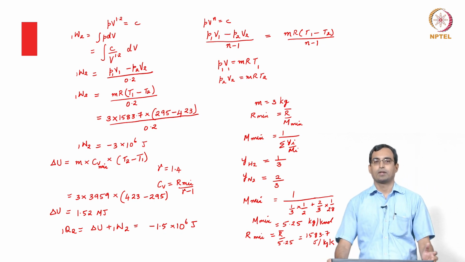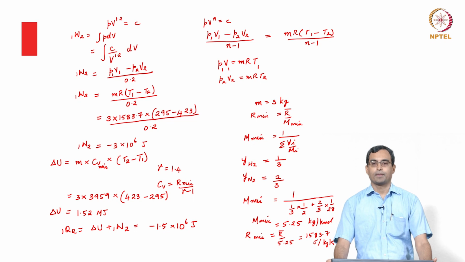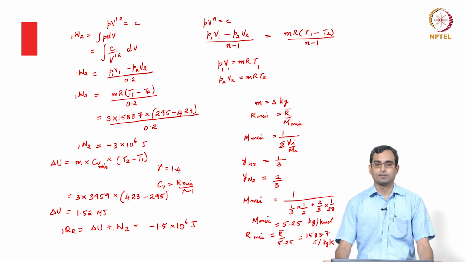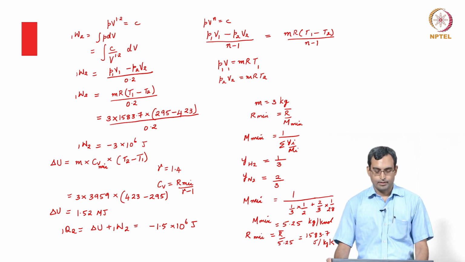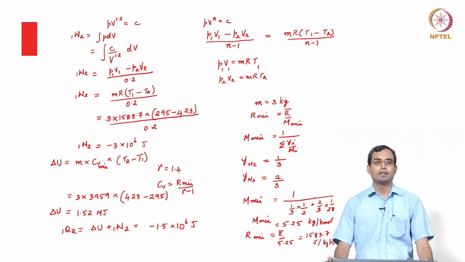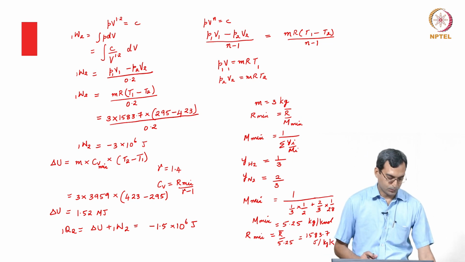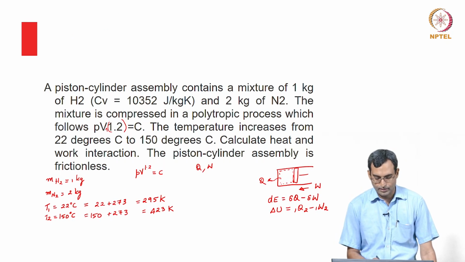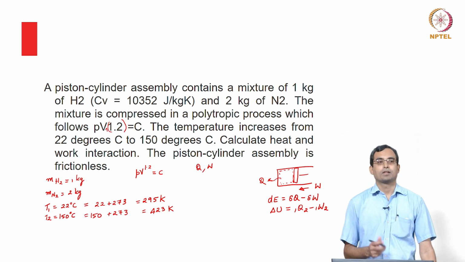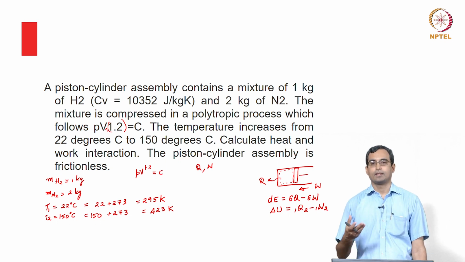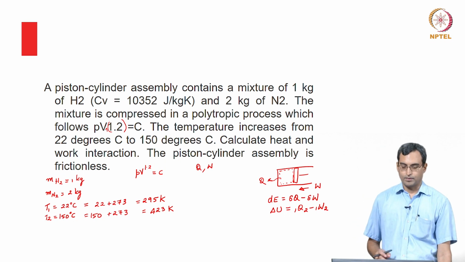For an ideal gas, we know that internal energy U is a function only of temperature. So, delta U has increased means the final energy is higher than the initial energy, which means the final temperature is higher than the initial temperature, which we already knew, because we already knew that the final temperature is higher than the initial. So, we expected to see an increase in the energy of the gas, which we also have seen.